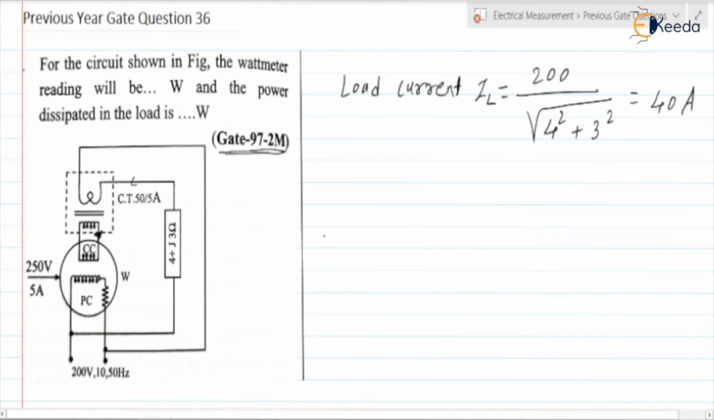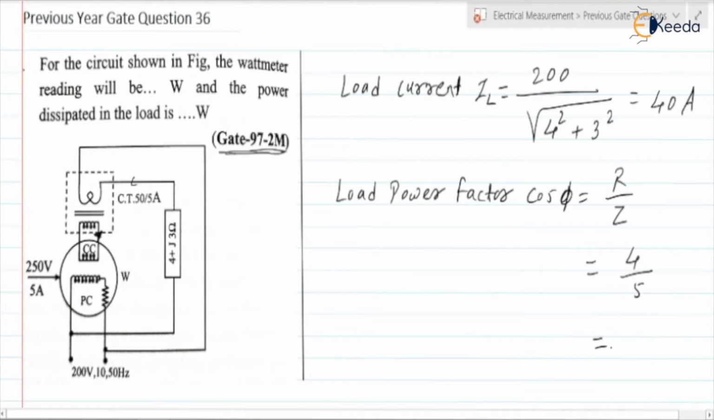Load power factor we can find. From the impedance triangle, load power factor is equal to cos phi, which is equal to R by Z. So R is 4 and Z is 5. So if you check, it is equal to 0.8. Load power factor is 0.8.